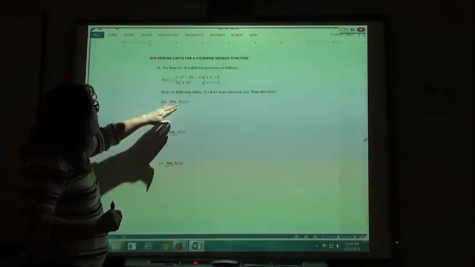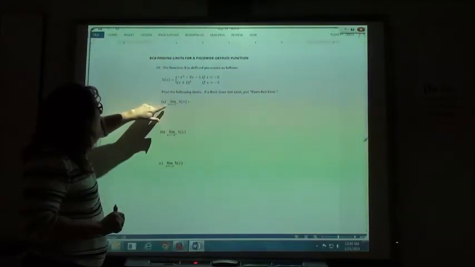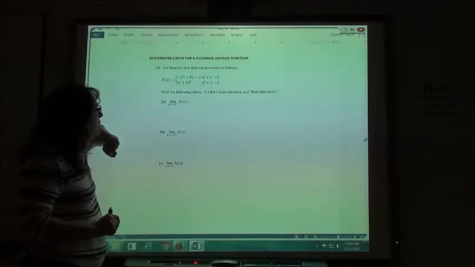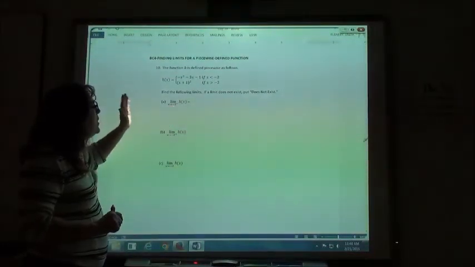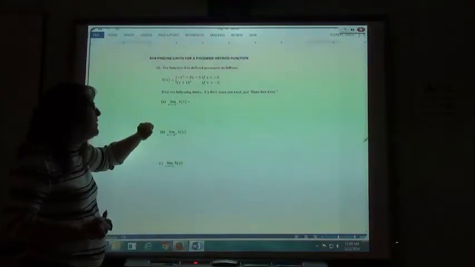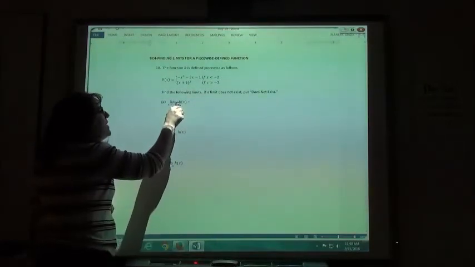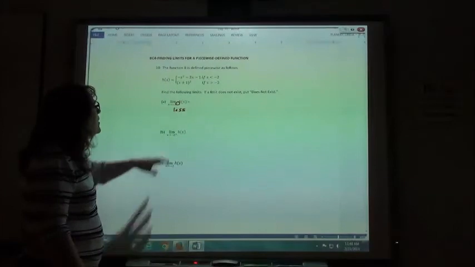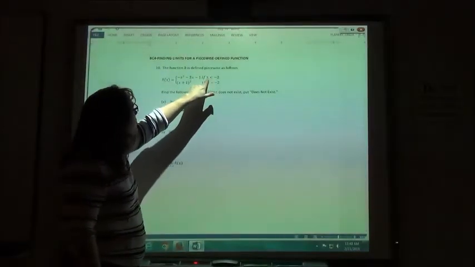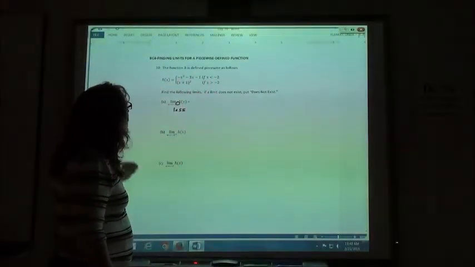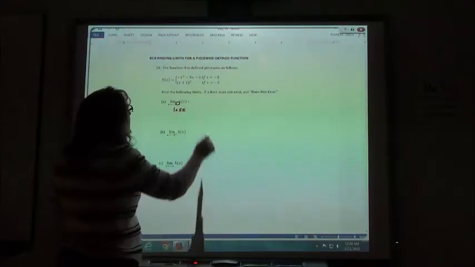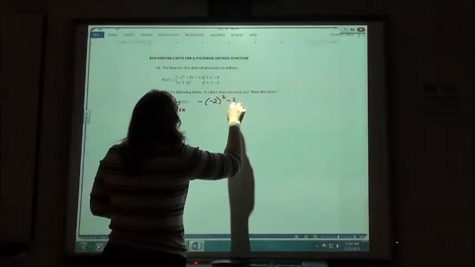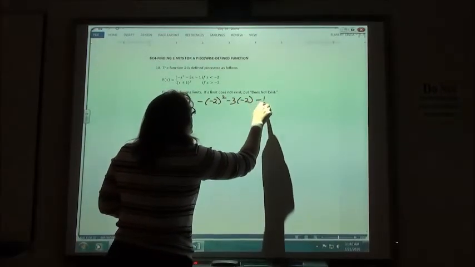First of all, I'm finding the limit of my function as x approaches -2 from the negative direction. So in other words, I'm going to use the values that are less than -2. If I'm approaching from the negative direction, then I'm using the less than ones, right? So I am going to use this expression up here, and so I'm going to put -2 in for my x's. So I'd have minus a -2 squared minus 3 times -2 minus 1.